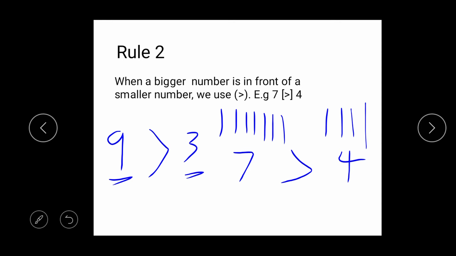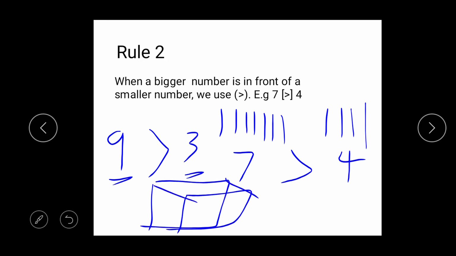So let's see. Now we are going to draw a big box here, and a very small box here. That means this big box is bigger or greater than this small box. So what is the sign? This is the greater than sign. So this big box is greater than the small one.